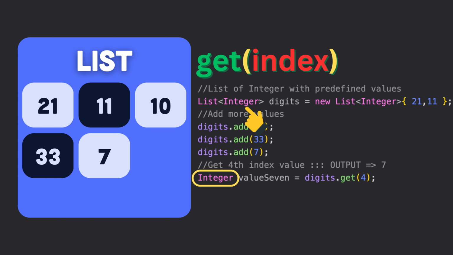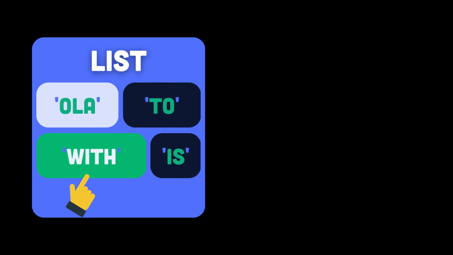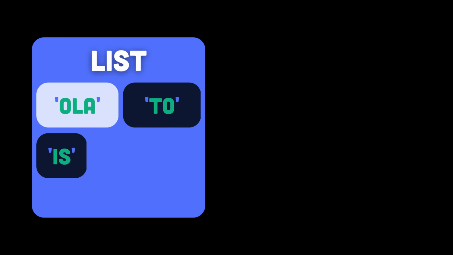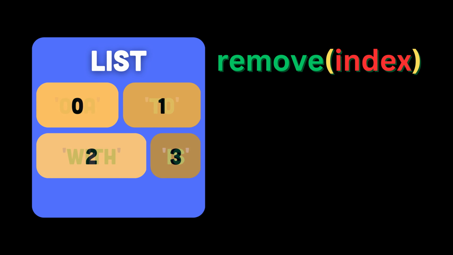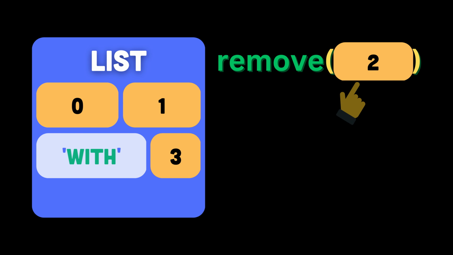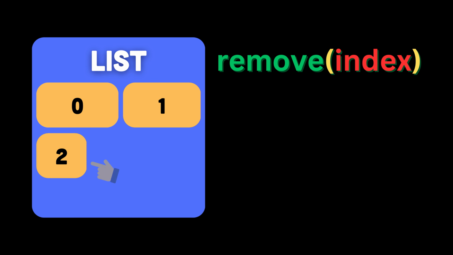Note that the output type for the get method is always going to be the type of collection we are dealing with. Let's change our list so that it holds string elements. Next, we want to get rid of an element from the list. In this case, we can use the remove method and pass the index of the element we would like to remove. Once the desired element is removed, the next element will take the place of the one that is removed.